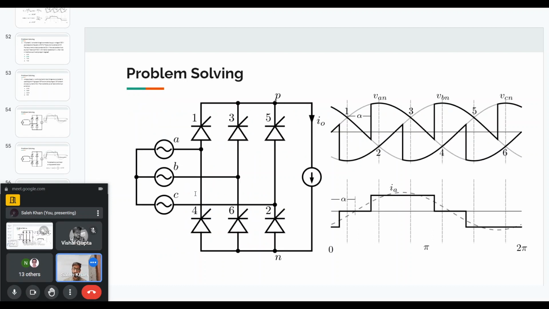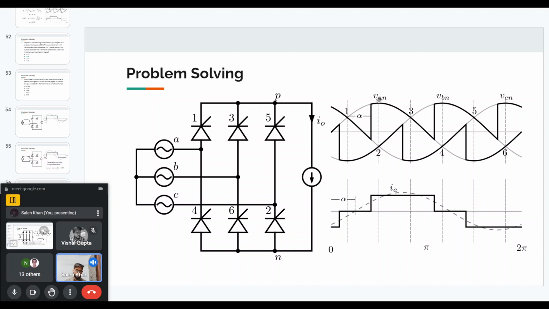So this is the circuit and these are the waveforms, the voltage and current waveforms. After an angle of alpha, the thyristor 1 is on. So the A phase current will turn on at this point when the thyristor 1 turns on. And it will conduct for 120 degrees and after that it will stop for 60 degrees. And then when the thyristor 4 is turned on, then the A phase current will be in the negative.